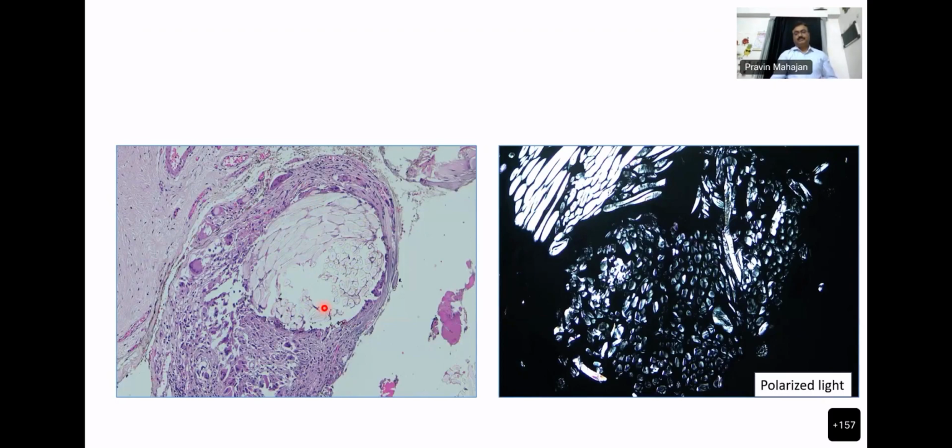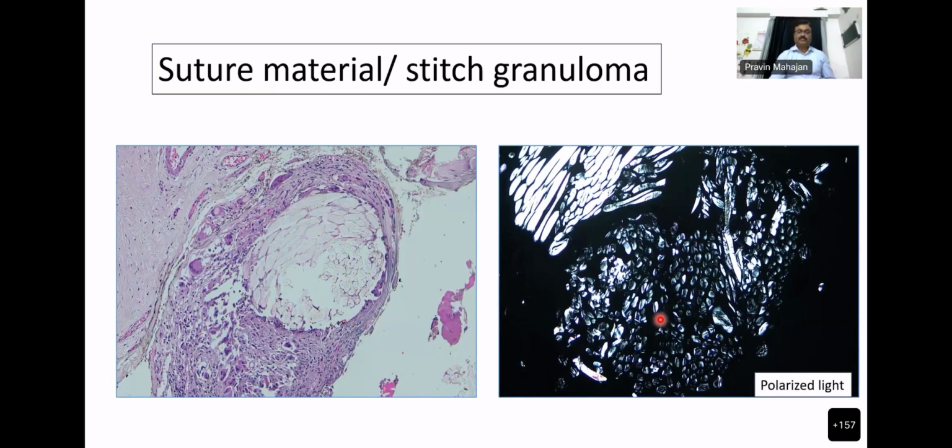Now, when you see the suture granuloma on the left side under the usual microscope or wide field, it looks like this. But if you polarize it, it gives a nice birefringence, and that's how you identify that this is suture material. Suture material can be there for many reasons, like the patient has already been operated on before, and that's how you know that something has been done to the patient and that's why suture materials are there.